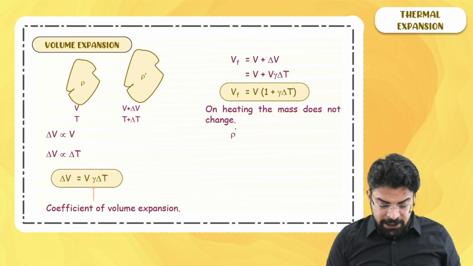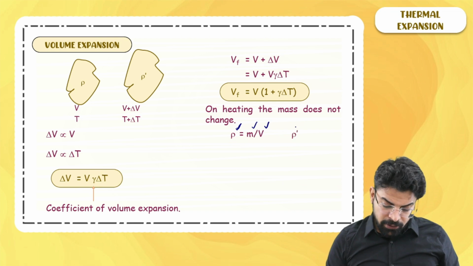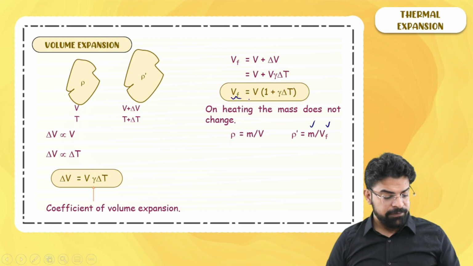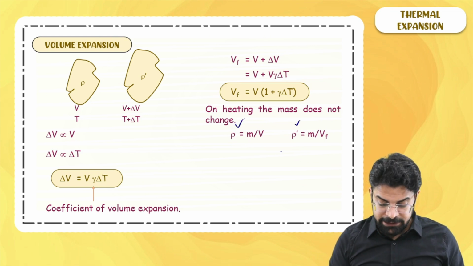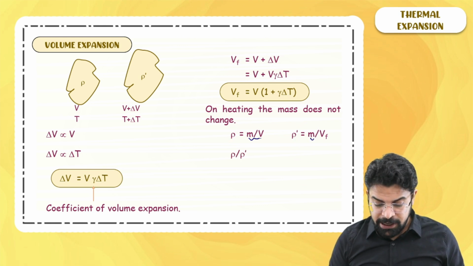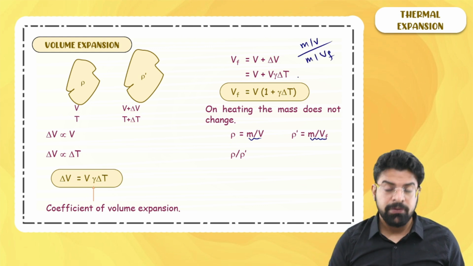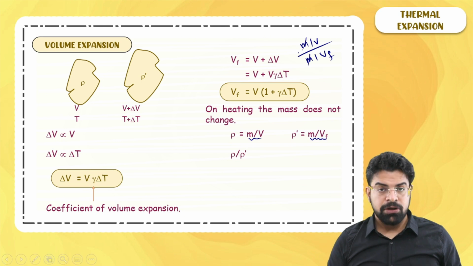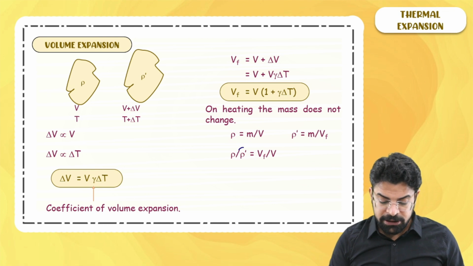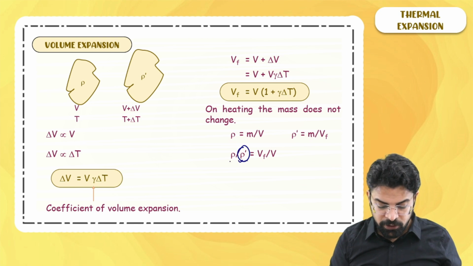So, we can say that original density is mass by original volume V. And the new density, rho dash, equals mass by the new volume, which has been written as Vf. Now, dividing both the sides, you will get rho by rho dash equals m by V upon m by Vf. So cancelling out m, what you get on the right hand side is final volume by initial volume. Our mission is to find the final density after heating in terms of the original density. Our mission is to find rho dash in terms of rho.